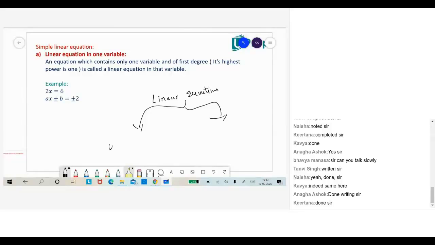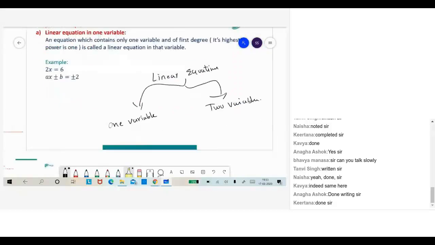One is called linear equation in one variable, and the other one is called linear equation in two variables. So linear equation in one variable means, take these two examples. 2x is equal to 6. Here, there is only one variable called x. Yes or no? Similarly, here in ax plus b is equal to plus or minus 2.